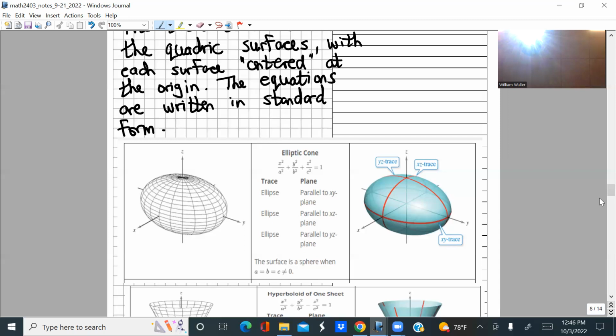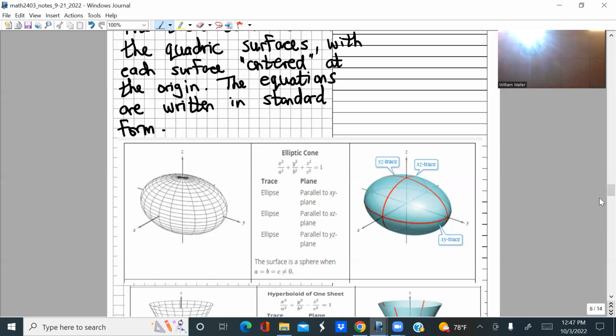So you get kind of a sphere, but it's not quite a sphere. If you look at the traces of it, you get ellipses instead of circles. So it's kind of a sphere, and that's why they call it that. But notice the form of the equation, right? You've got your three unknown squares all added together.